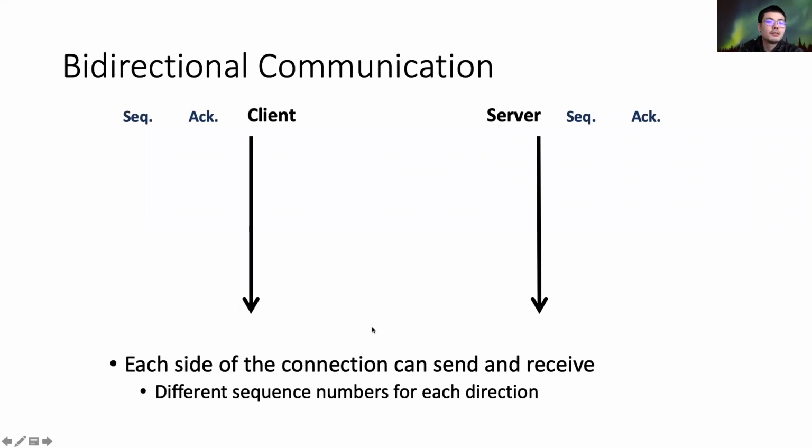Here is an example of so-called bidirectional communication. Here we are saying that each side of the connection can send and receive. Once you have the TCP connection, it's bidirectional. You can basically regard it as actually two unidirectional streams: one from client to server, another from server to client. We are talking about client and server, but in reality, you don't have to be client and server. Any two parties that are communicating.